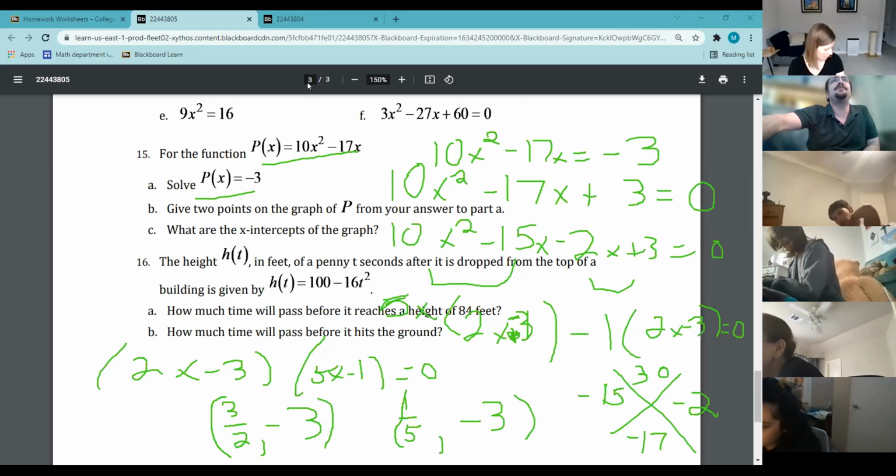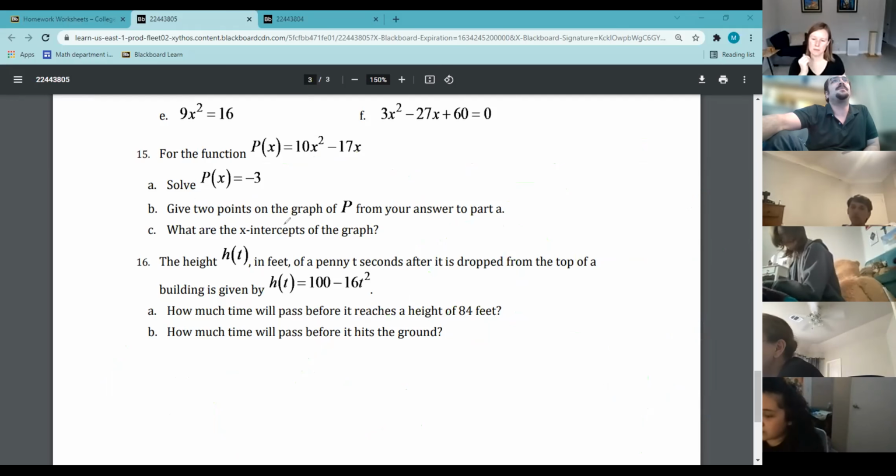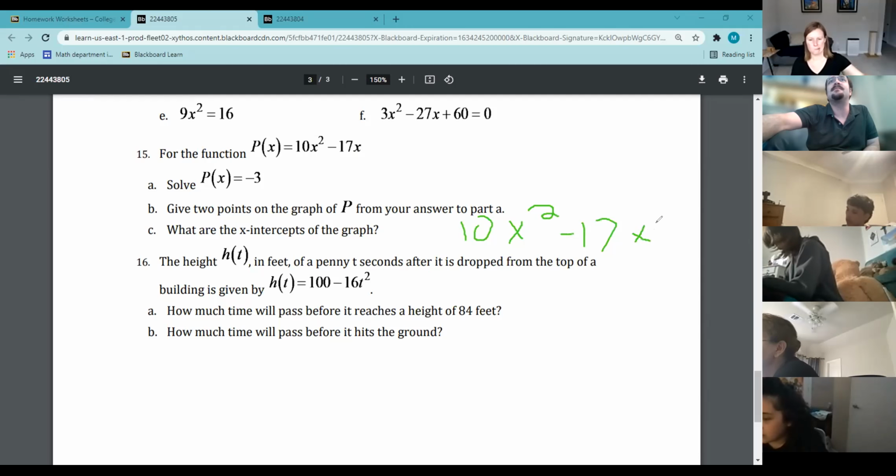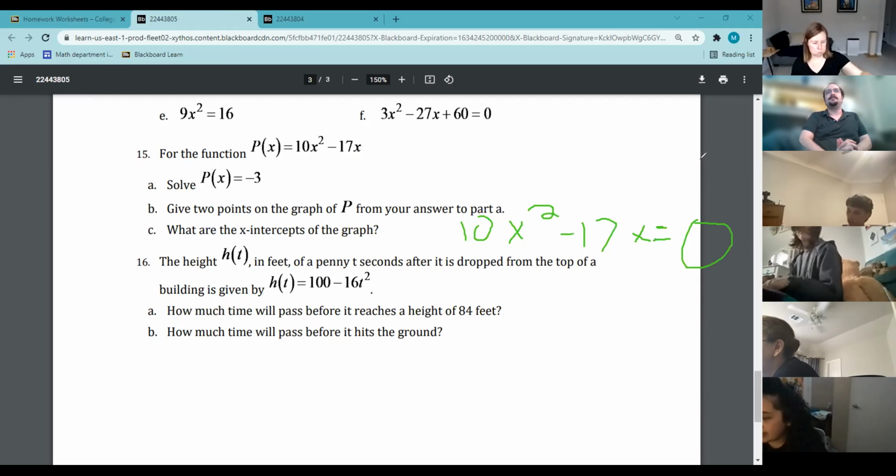And then the last thing, I'm just going to set it up. Now they want to know about our intercepts. So how do I set this equation up to find my intercepts? y equals 0. My y is now 0, so I set this equal to 0. I do the same thing: I factor it and solve for my intercepts.